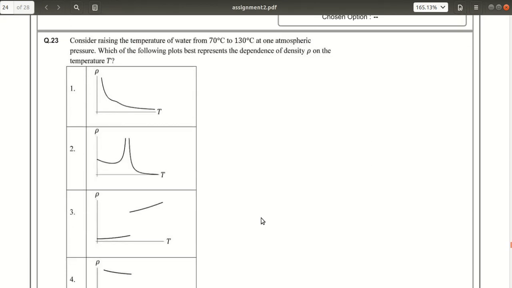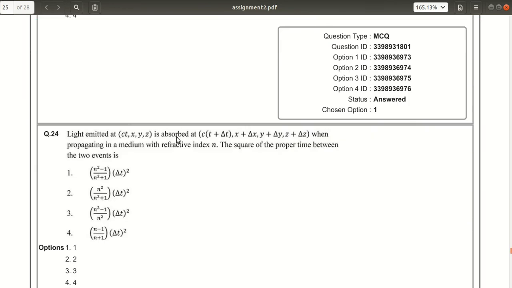Now next question. Consider the raising of the temperature of water from 70 degrees Celsius to 130 degrees Celsius at 1 atmospheric pressure. Which of the following plots best represents the dependence of density rho on the temperature? From 70 degrees to 130 degrees Celsius, the density of water will decrease. So the first one will be the appropriate plot.